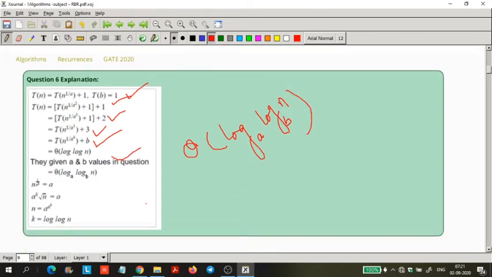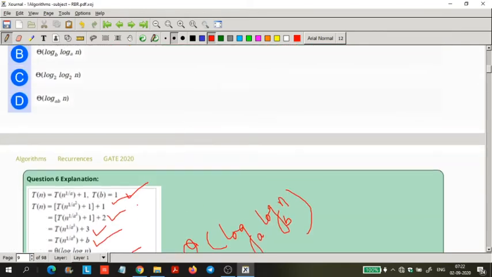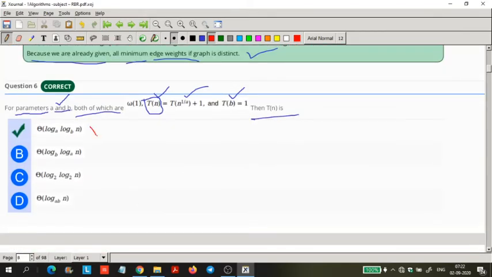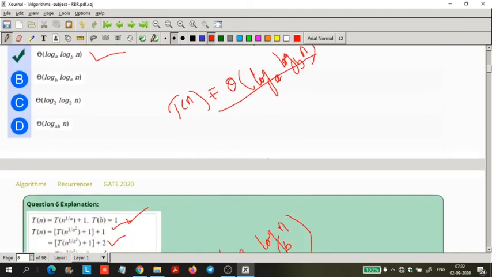So n raised to 1 by a to the k is equal to a. So n is equal to a raised to k, so k is equal to log log n. This is the correct answer: T of n is equal to theta of log a log b into n.